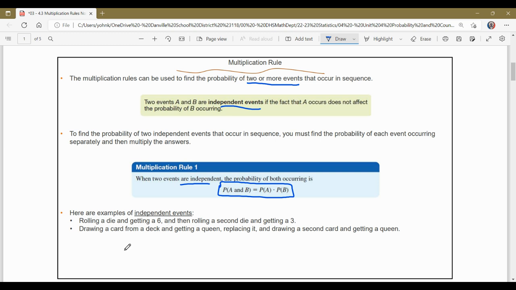The second example: drawing a card from a deck and getting a queen, replacing it, and drawing a second card and getting a queen. Since you put the card back in the deck, you are drawing the second card from the exact same amount of cards that you did the first time. Therefore, you're not influencing it in any way, and it's an independent event.